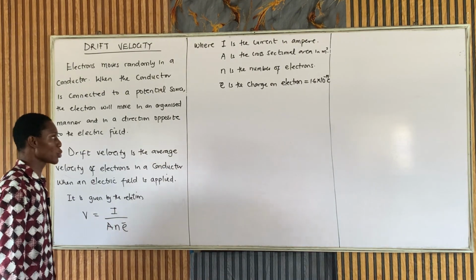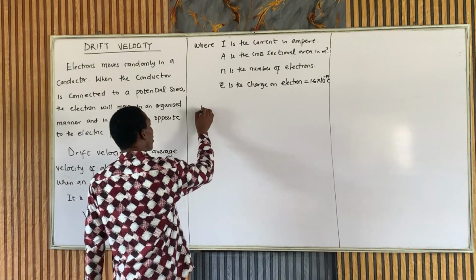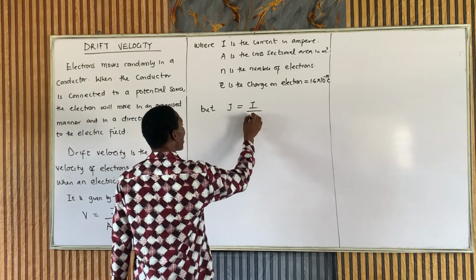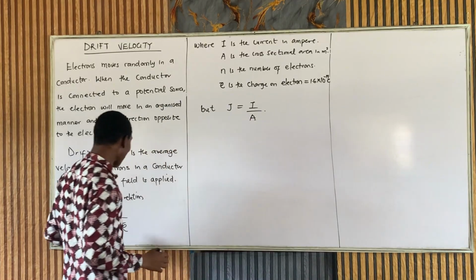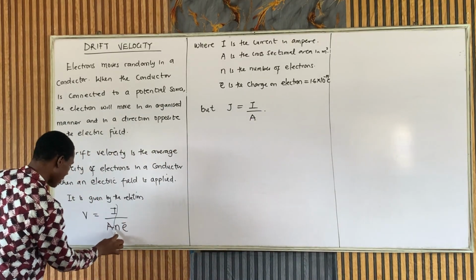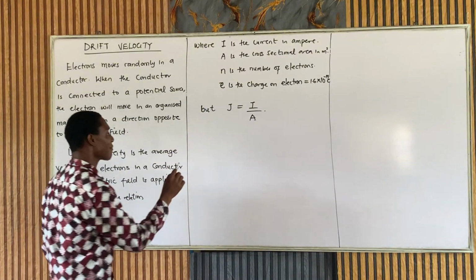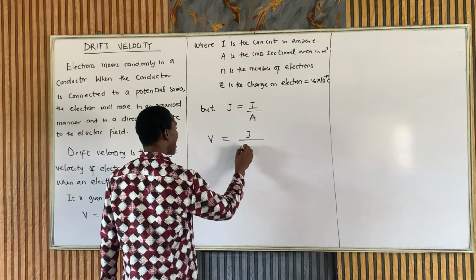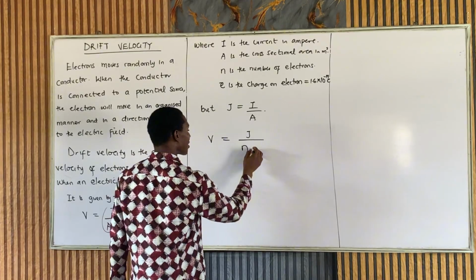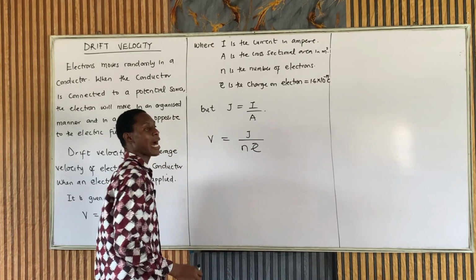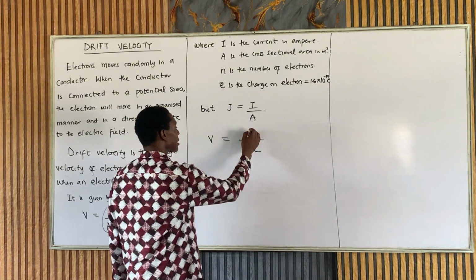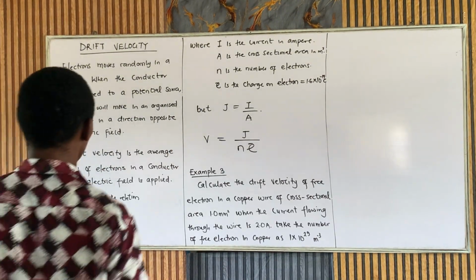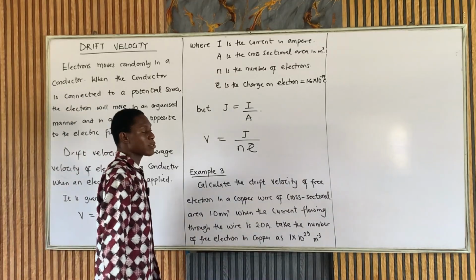It's also important to note that we've done what we call current density. That current density J is equal to I over A. If we put that here, we are replacing this I over A with J. We can also say that drift velocity is just J over n, number of electrons, times the charge on an electron. So let's take examples on this now.